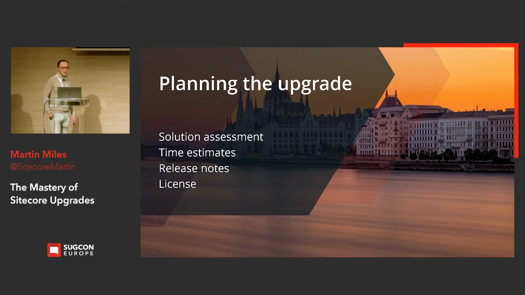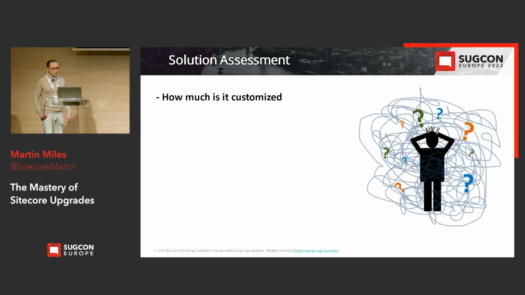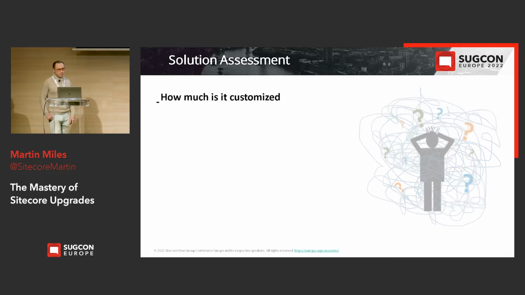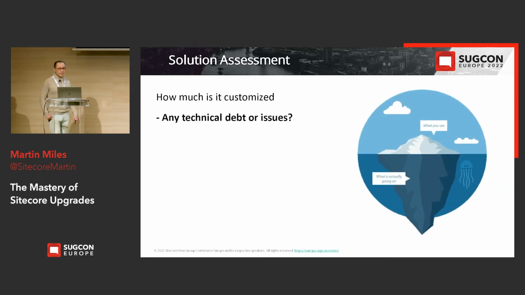Proper planning is the key to success, but how do we perform planning? First of all, we need to assess the solution. Upgrading vanilla Sitecore would cost you minimal effort, but with more custom code, you would expect more labor to do that. Any technical debts or issues will affect your timescale and impose additional risks, so it's better to know in advance.